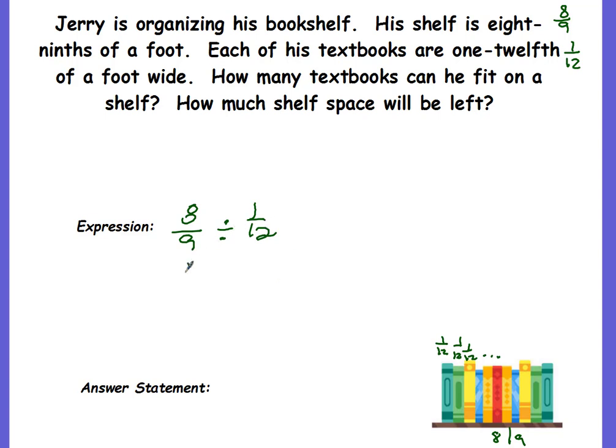Okay, let's do our LCR. Again, we want to see LCR and the expression rewritten for every problem. So we're going to leave 8/9 alone. Change the division to multiplication. And write the reciprocal of 1/12. So flip it over. And we get 12 over 1. Now we do our math. Multiply the numerators. 8 times 12 is 96. 9 times 1 is 9.